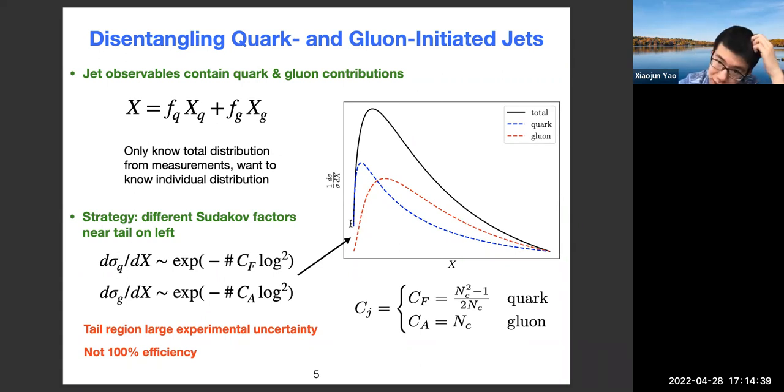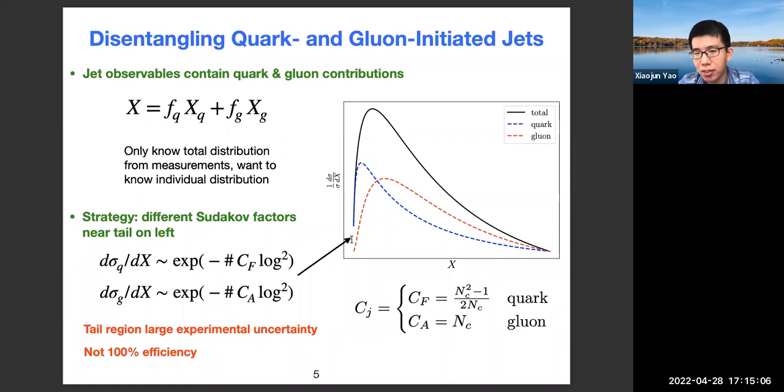If you look at the tail regions here, the gluon distribution is more suppressed, actually exponentially more suppressed than the quark distribution. So if we measure the observables in this tail region, we can say with about 90% confidence that the sample is purely gluon. But this approach has two disadvantages.